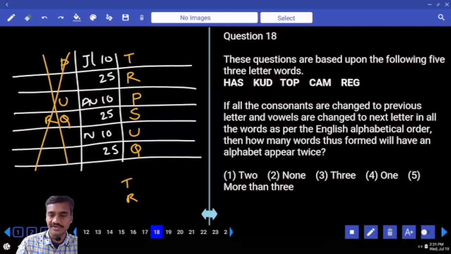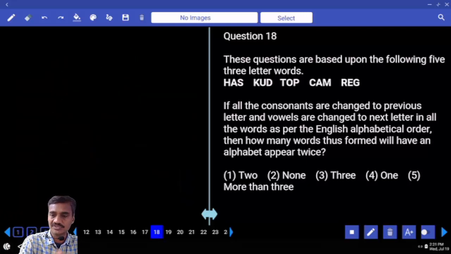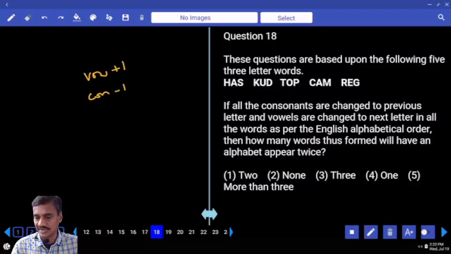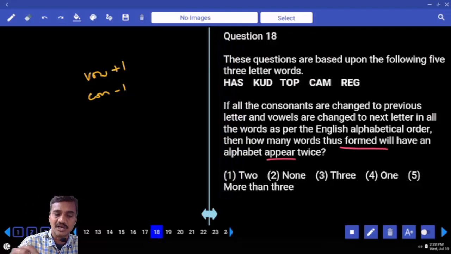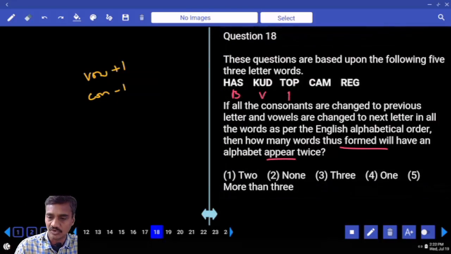Then next one, 18 onwards. Now this is question number 18 to 22. They are based on a set of words. Now if all the consonants are changed to the previous letter and vowels are changed to the next letter. Now vowel is plus 1 and consonant minus 1. Then how many words will have an alphabet appearing twice? A has become B, and U to V, O to P, A to B and E to F.